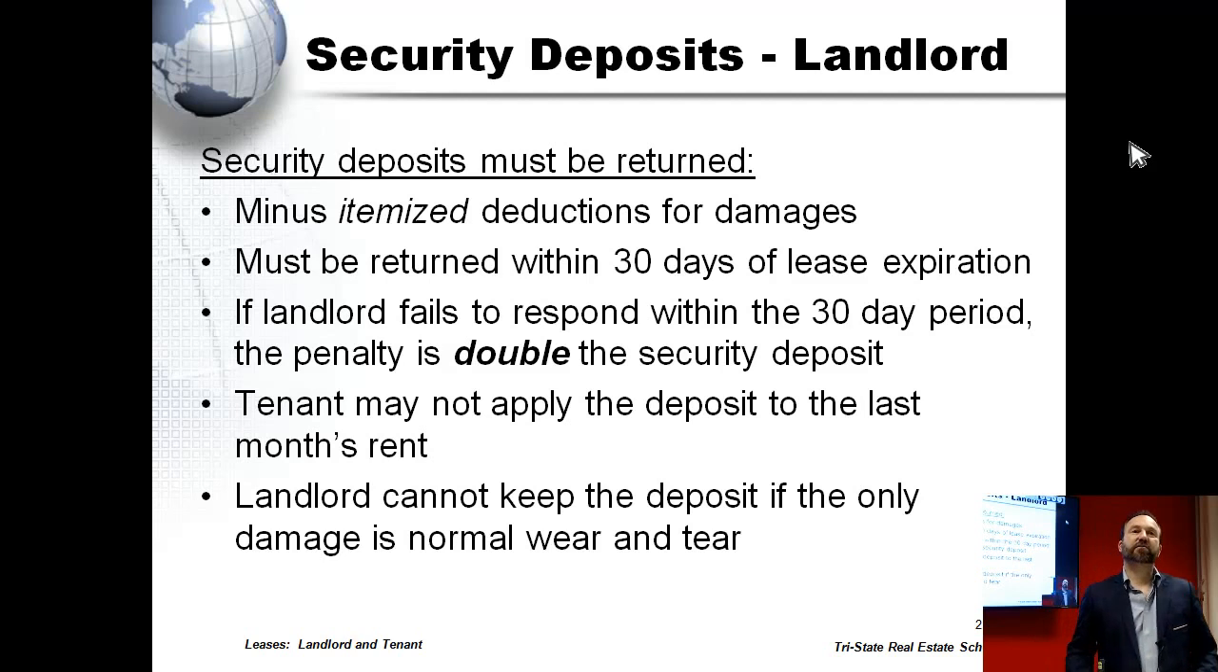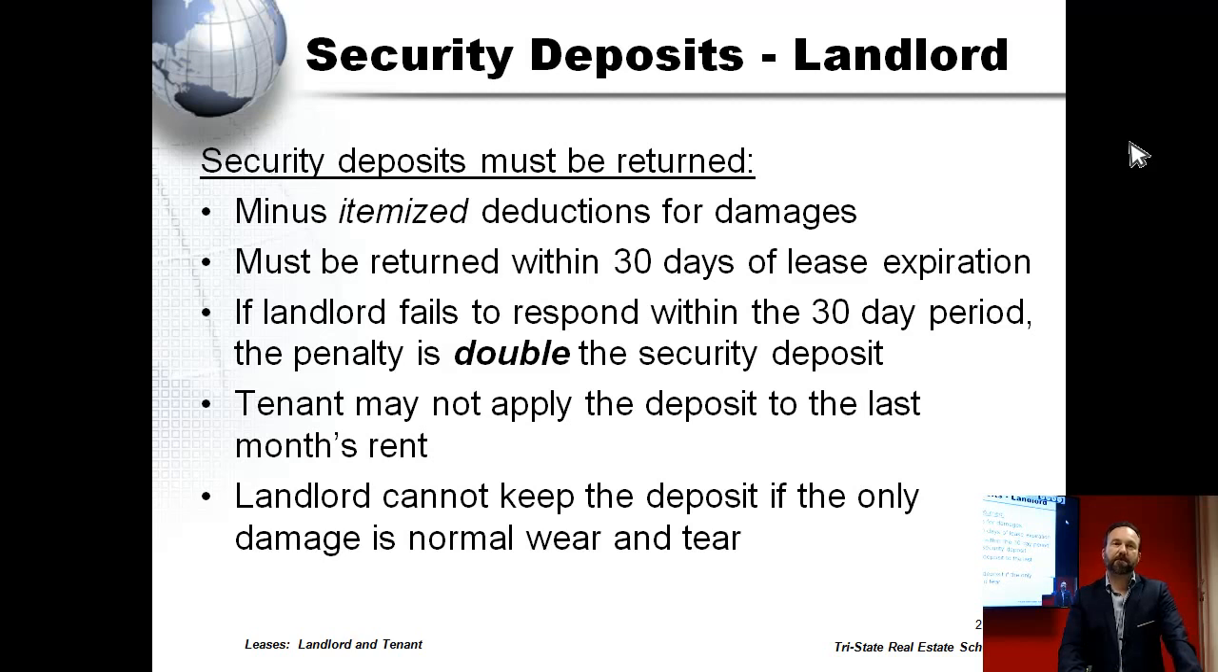Can we change the locks? The answer is no. If the tenant moves out, breaks the lease, you cannot change the locks. They still have a lease. Innocent until proven guilty. If you change the locks on that property, you're now violating the law. The lease is still in effect.